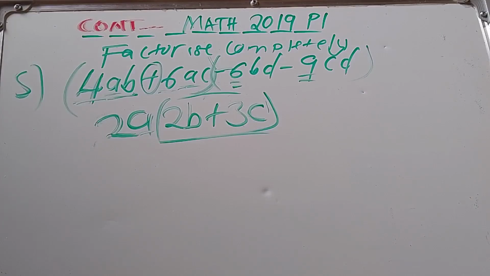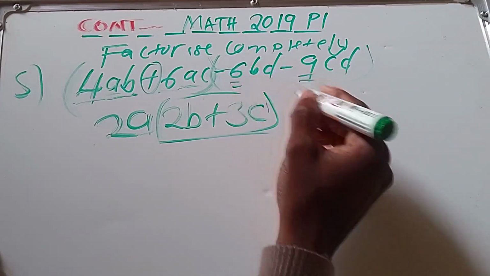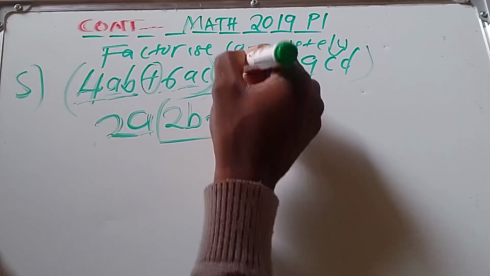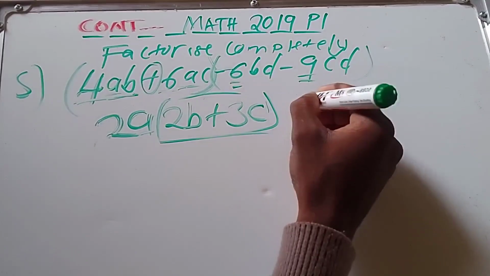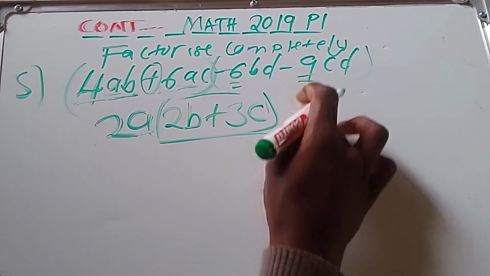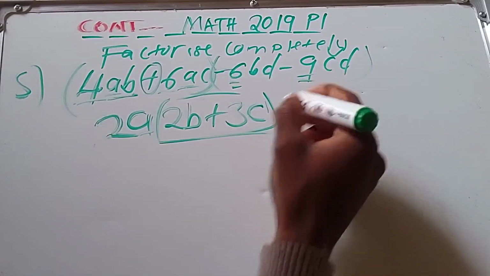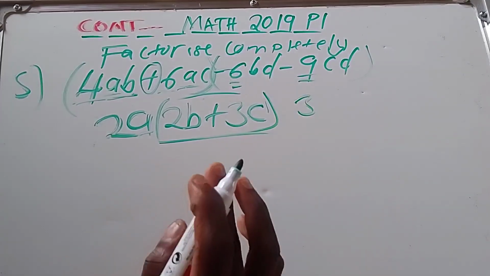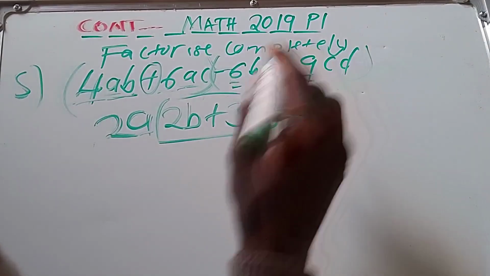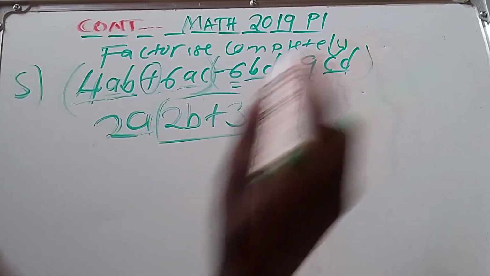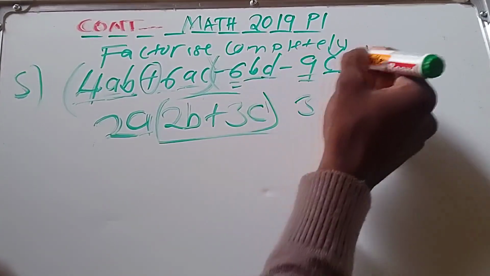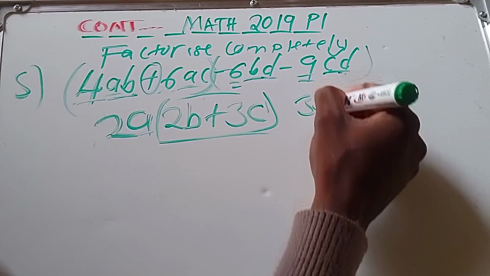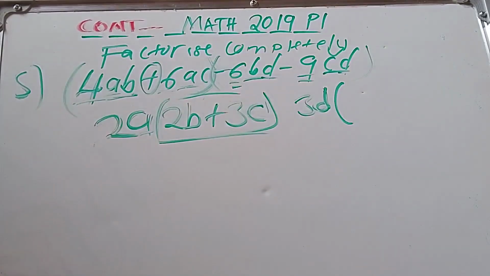Minus 9cd. Okay. So we are going to say what is the number which can go into 6 and 9? Definitely it's 3. So now remember, here we need to write a sign, but we need to wait. Then what is the common letter? Have you seen? This is very simple. The common letter is d, which is this one and this one. That is the common letter. So this is what you are having.